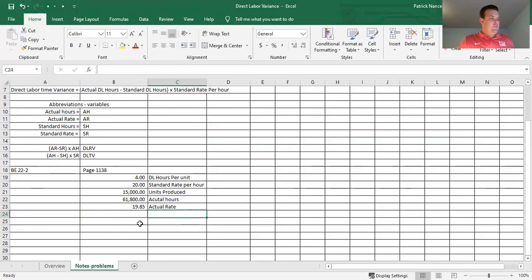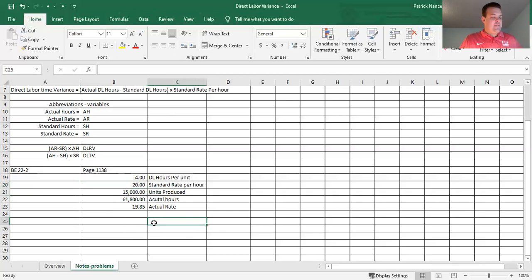So a couple things. We'll do the actual math here in just a second, but you can already tell something without even plugging in the formula. You should be able to look at this and logic your way through it: this number, 19.85, is less than that number, which means I spent less. My actual rate was less than my standard rate, which means I can already tell, without doing any math at all, that I'm going to have a favorable rate variance because my rate is better than what I anticipated. I spent $19.85 an hour instead of $20 an hour, so I will have a favorable variance.